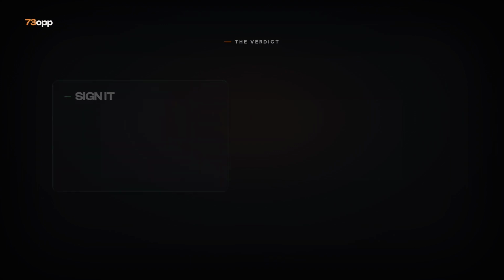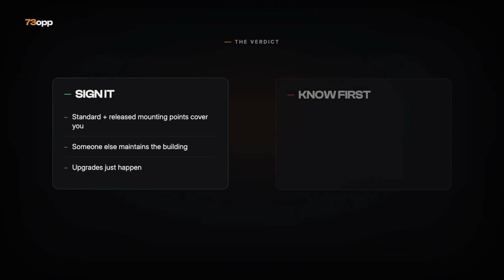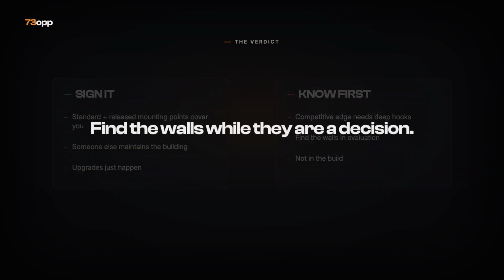So, should you sign the lease? If your processes can live inside the standard plus the released mounting points, this is a genuinely strong deal. Someone else maintains the building. The upgrades just happen. But if your competitive advantage lives in process logic that needs deep hooks, know that before you sign, not during realization. That is the entire game. Find the walls during the inspection, while they are a decision. Not during the build, when they are a crisis.